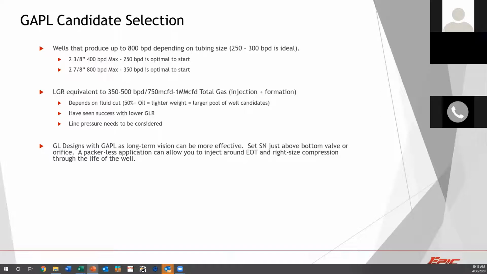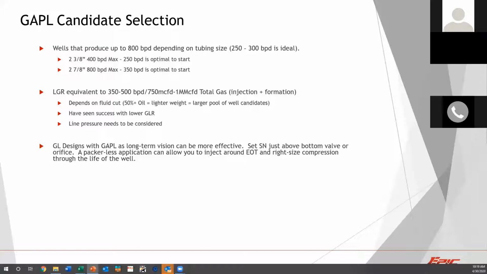When we're looking at this application, it is important for us to keep the GAPL system in mind from the beginning when we first put in our gas lift well. If we know that these wells are going to deplete below 400 barrels a day, we can plan ahead by installing an X nipple above the bottom valve, or ideally the orifice. And the benefit of the orifice is it allows us to lower the injection rate as much as the well wants, and we don't have to worry about closing of a valve. So we can just put in the system whatever the system needs in order to keep that bypass plunger in good operation.